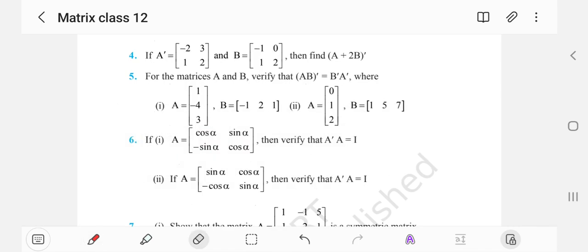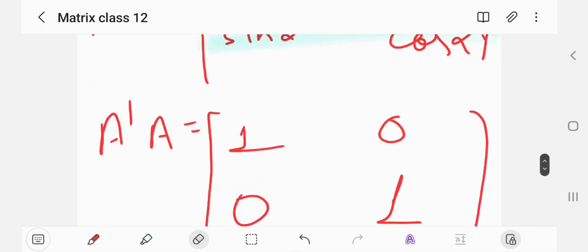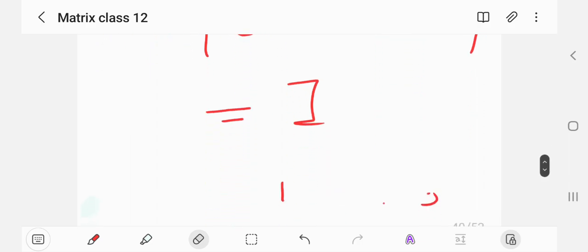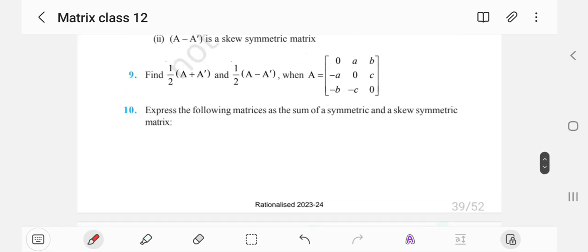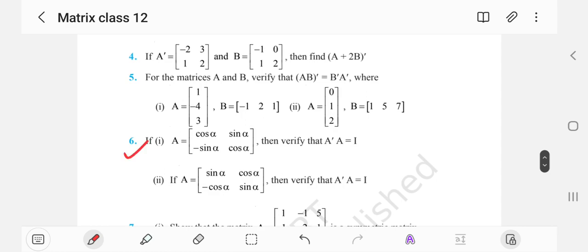It is verified. As you can see, it is a very simple question, just the normal concept of first transposing and then finding the matrix multiplication. That is it. With this we are done with this 6th question. Also you can try part 2nd. This is exactly on similar lines.